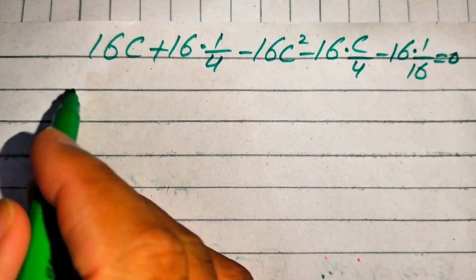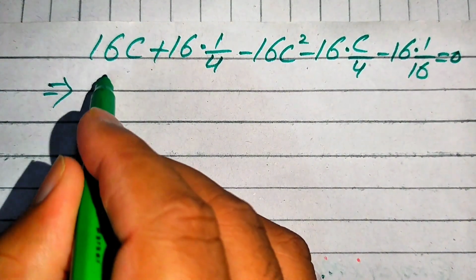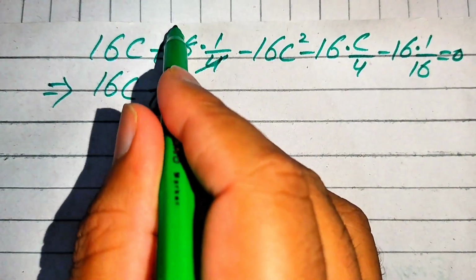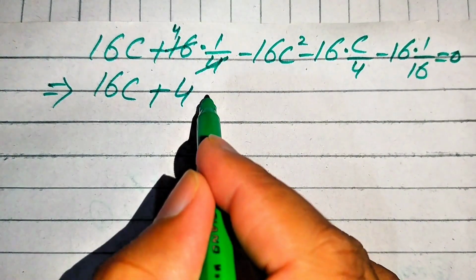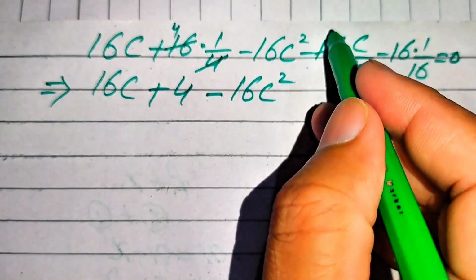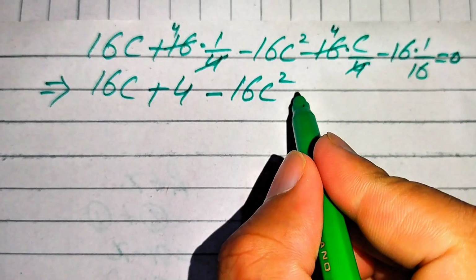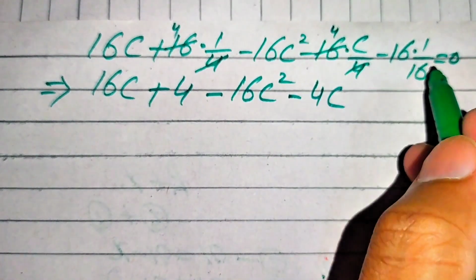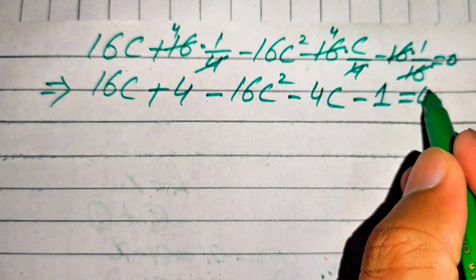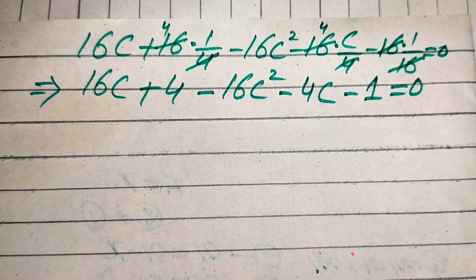So for this we have 16 times c, and these are cancelled out by each other. 4 times 4 becomes 16, and minus this is 16 times c squared. So here you have 4 times 4 becomes 16. We get minus 4c. This is cancelled out by this one. We get minus 1, and this whole equation equals 0.